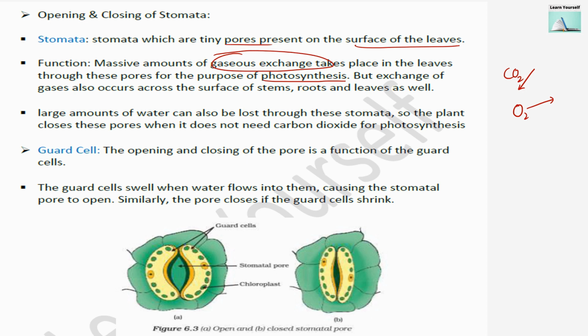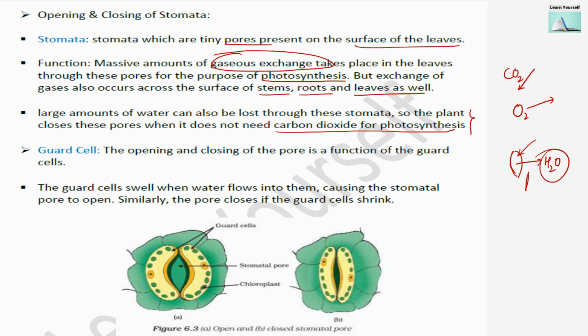But the exchange of gases also occurs across the surface of the stem, roots, and leaves as well. A large amount of water can also be lost through this stomata, so the plant closes these pores when it does not need the carbon dioxide for photosynthesis. This is the reason why these pores are not open throughout the day. Whenever they require gases, these pores will open, and whenever they don't require it, these pores will close, because these pores also lose a major amount of water into the atmosphere. So continuous water loss is harmful for the plant. This should not happen, and because of that, the opening and closing of the stomata pore is very important.